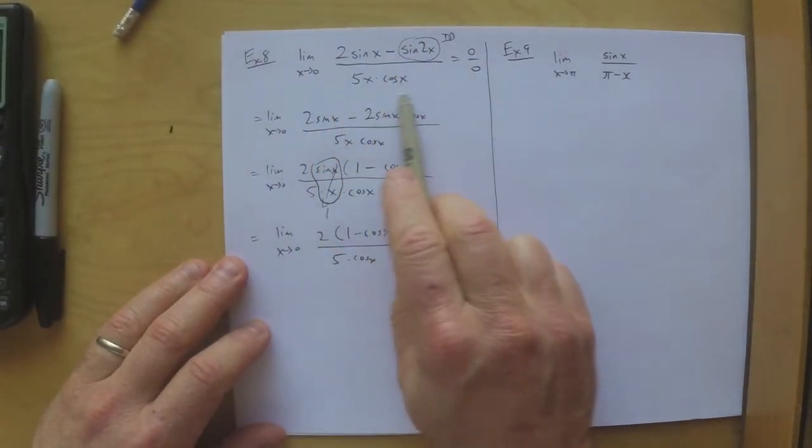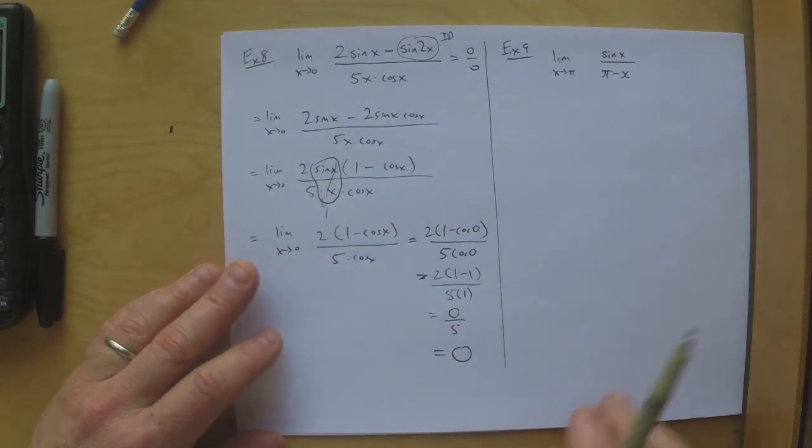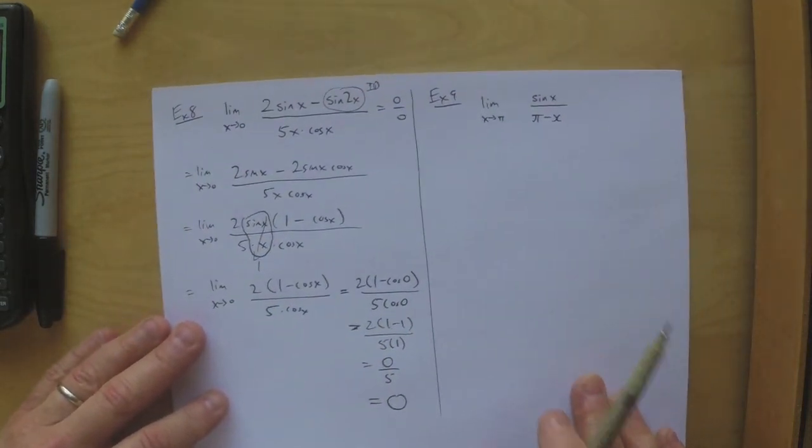If I had graphed that on Desmos, it would have been a mess, but as I approach 0 for the x, the y value would have approached 0. That's what I know about that graph. Okay, last one.